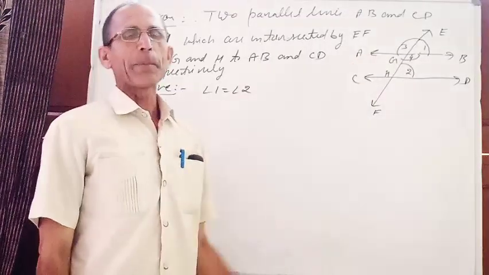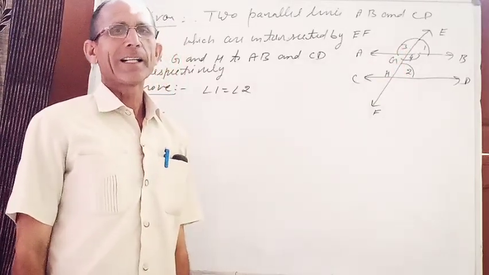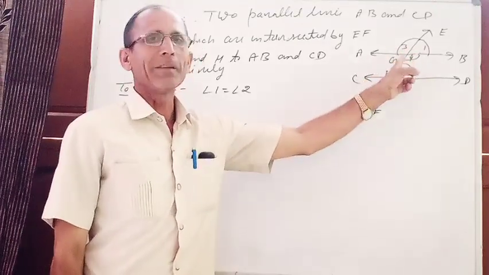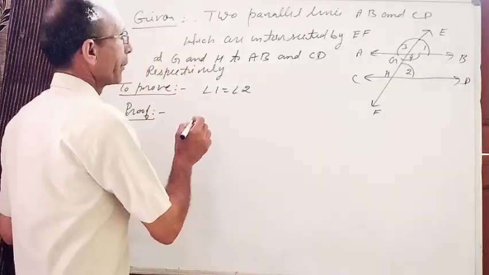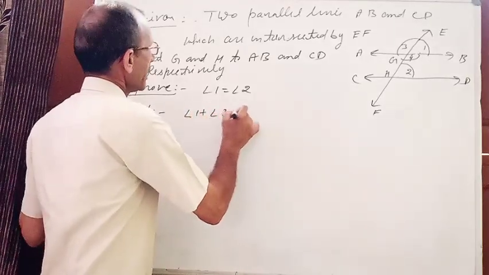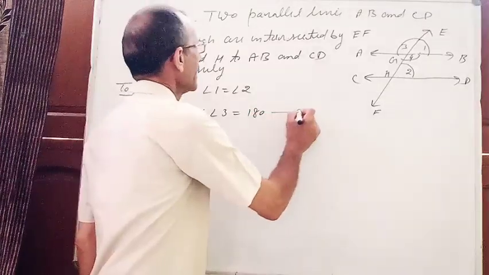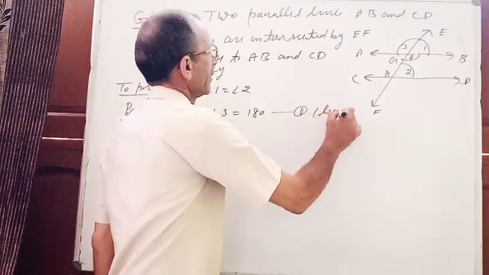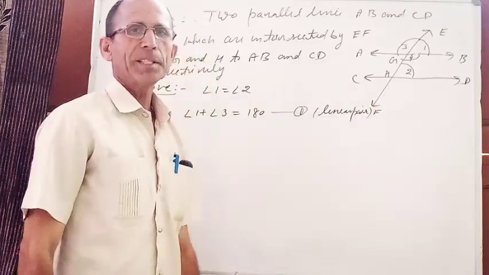And you know about linear pairs also. So angle 1 and 3 are a linear pair. These are linear pairs. So angle 1 plus angle 3 is equal to 180. You can say this is equation 1, and the reason you will give is linear pair. Any doubt, any confusion?